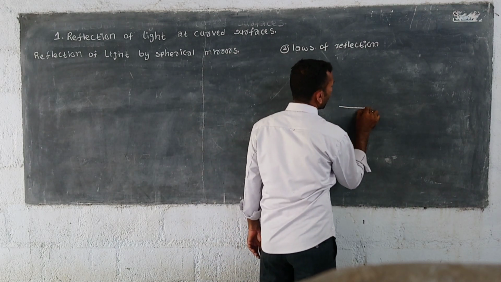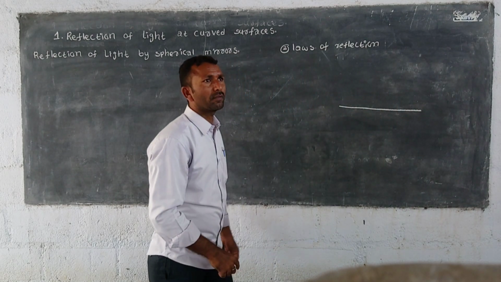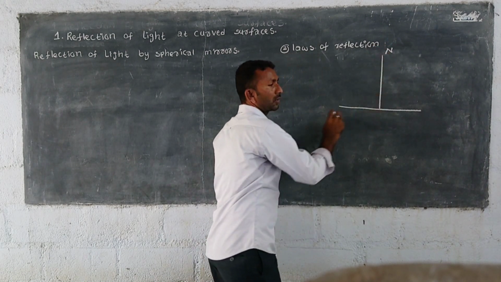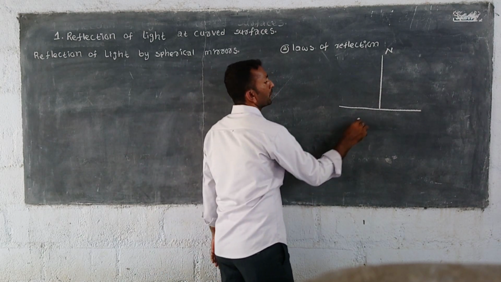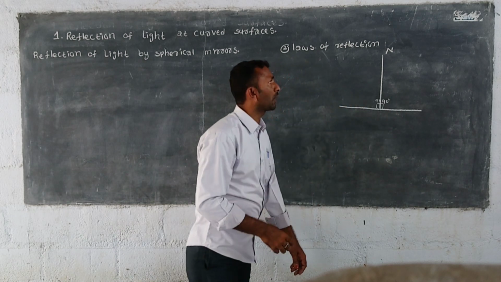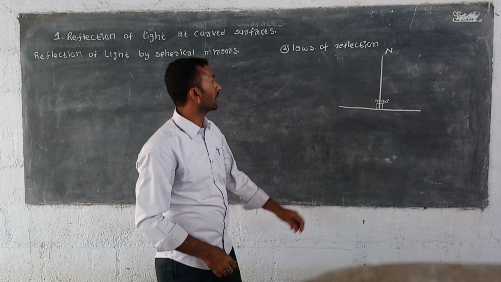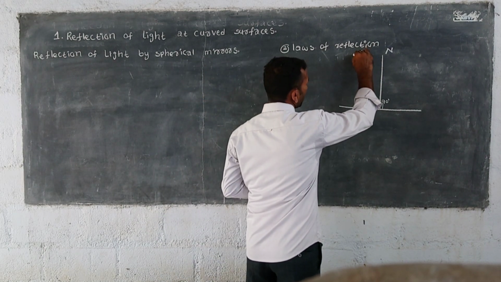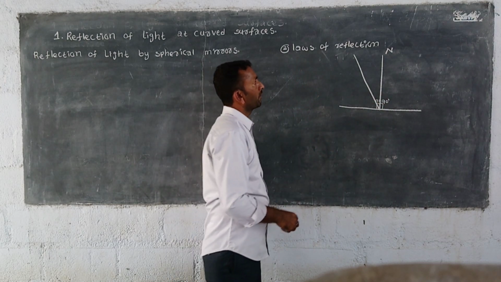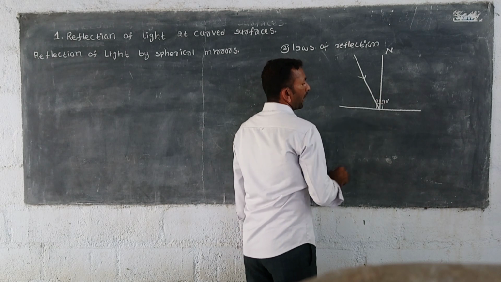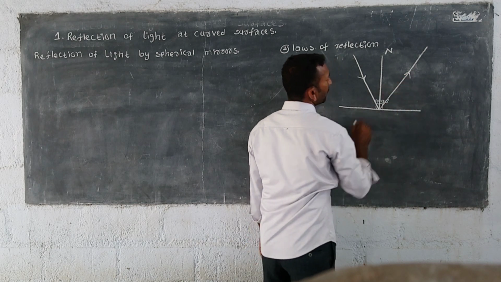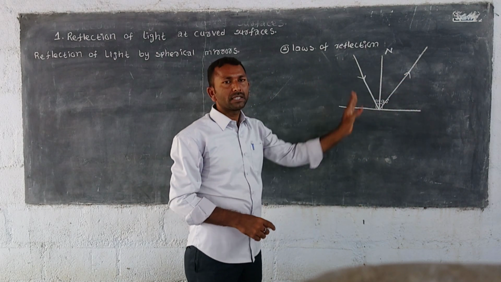If you take any plane surface, just think this is a plane surface. This is the normal line. The line which is drawn perpendicular to the plane surface is called the normal line. Normal means how much angle will be here? 90 degrees, and here also 90 degrees. So, normal line. If you take any incident ray which is incident at the normal line on the plane surface, with the same angle the reflected ray will come back to the same medium by making the equal angle with the normal.